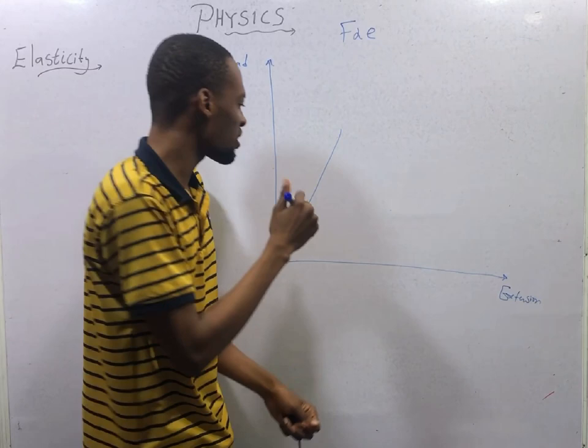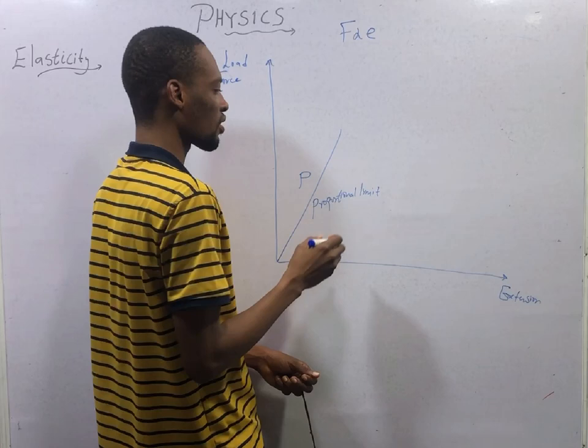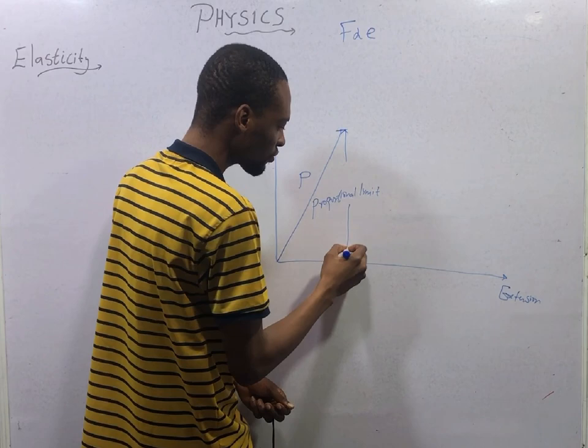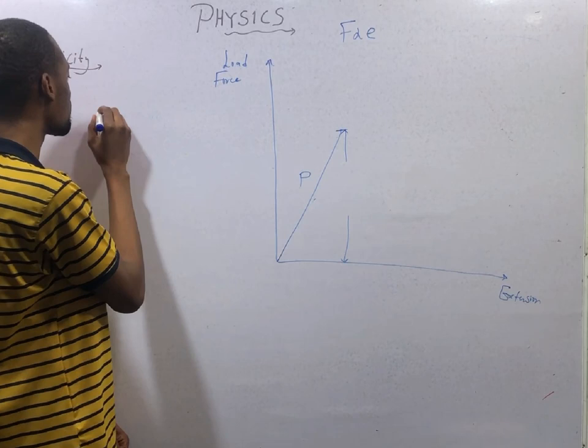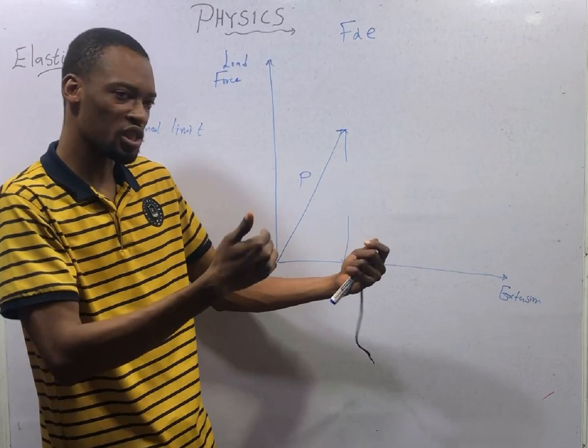Let's call this point P, the proportional limit. Do you know why? At this point, the more the force, the more the extension. Force is proportional to extension.